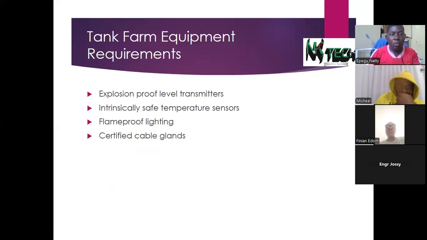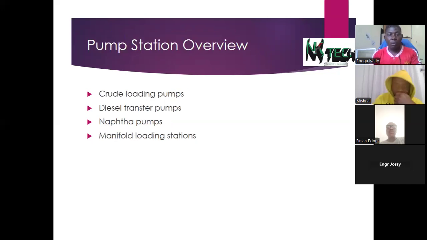You look at explosion-proof level transmitters, intrinsically safe transmitters, flameproof lighting, and your cables also. For your pump station, crude loading pumps, diesel transfer pumps, naphtha pumps, and your manifold, all these areas are prone to accidents. So you know how to zone this area and what equipment to put there. Any questions?